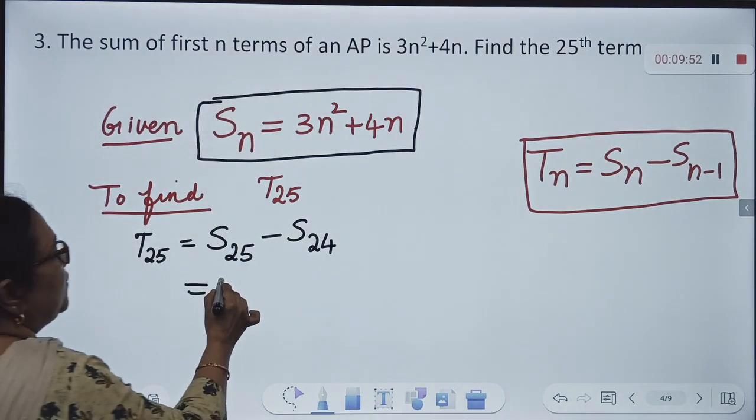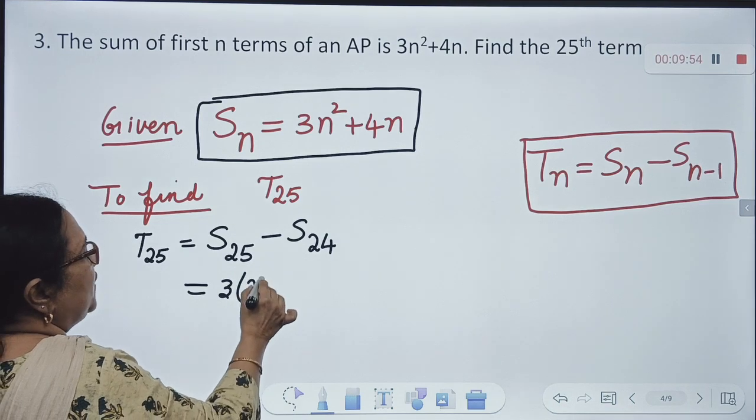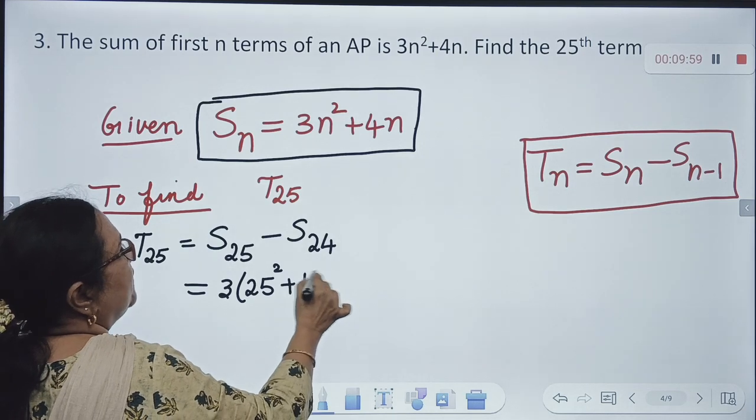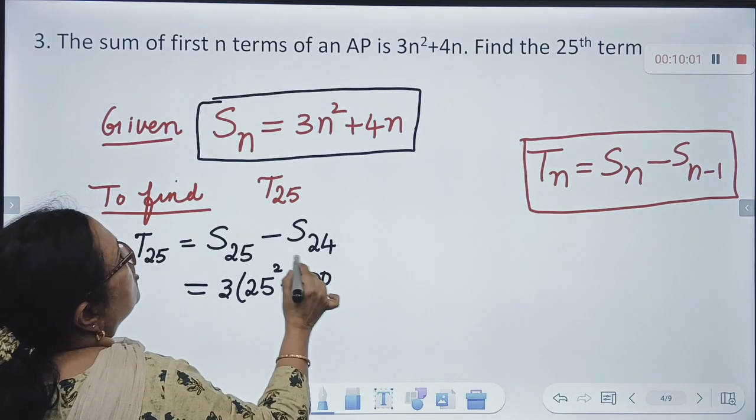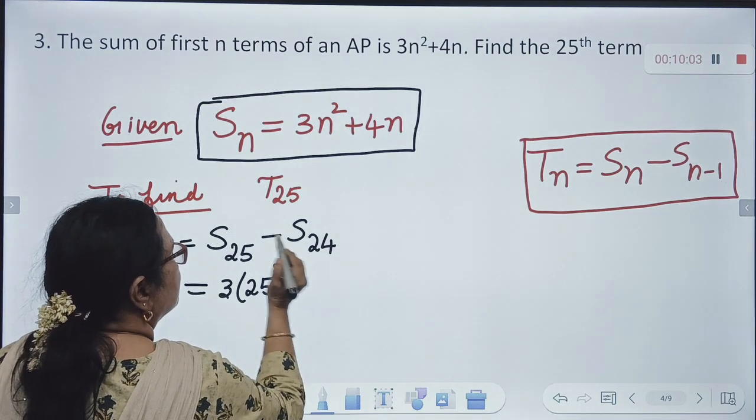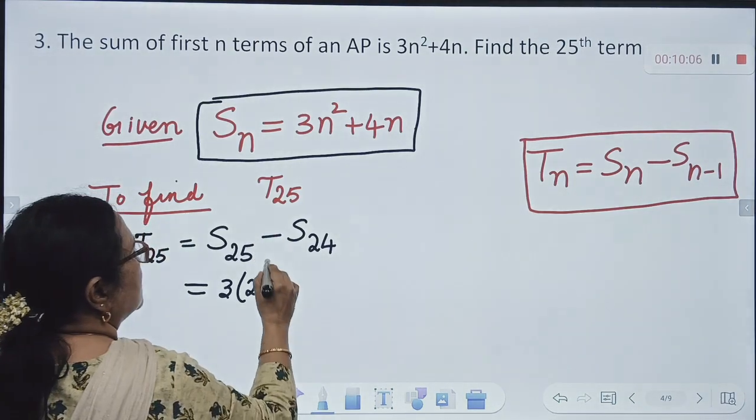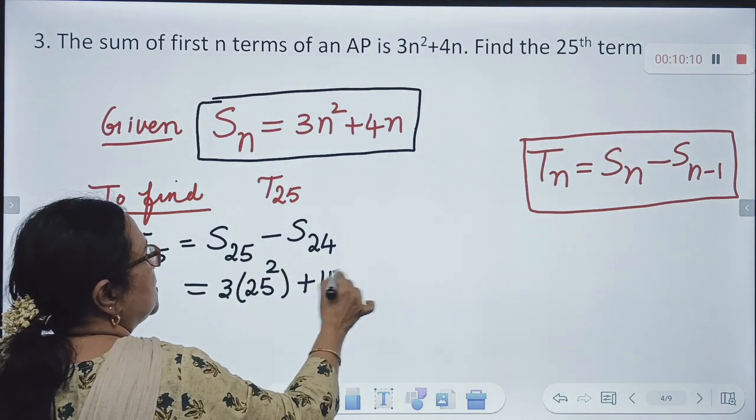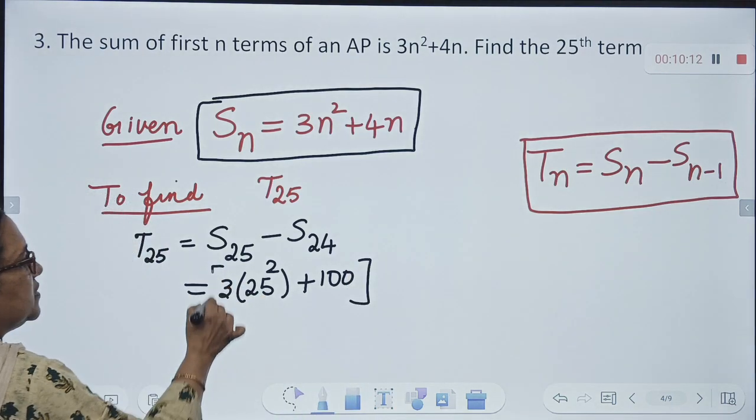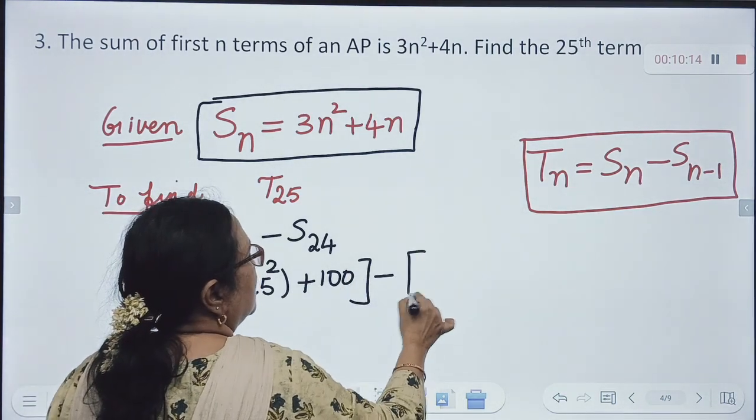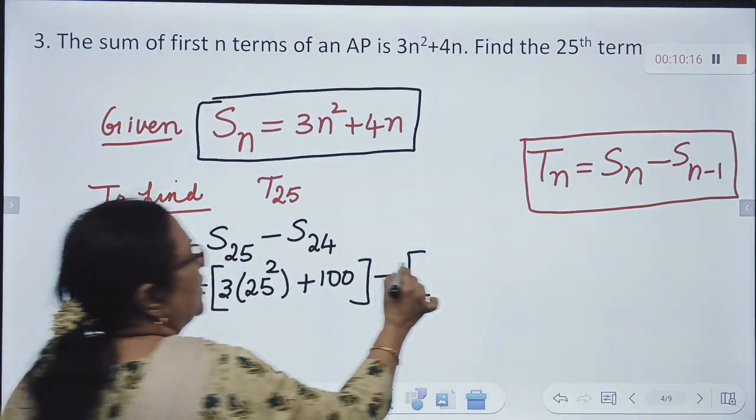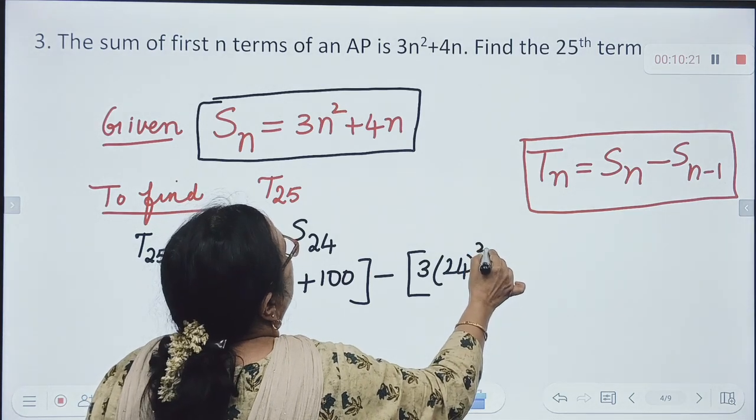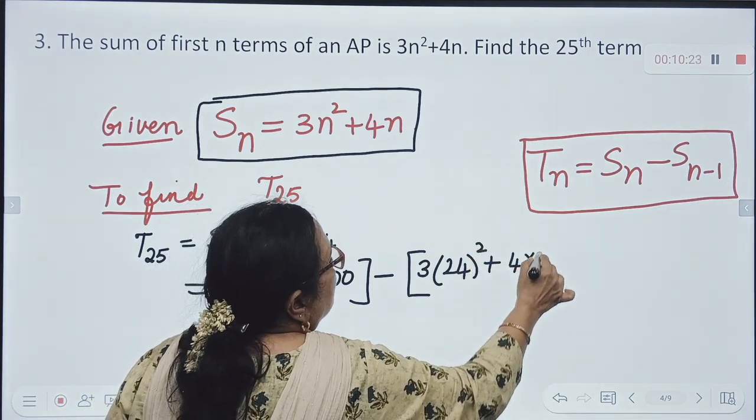So, S25 will be 3n square, sorry, 3 into 25 square plus 4 into 25, which is 100. I'll put it within brackets, minus S24, put n equal to 24. 3 into 24 square plus 4 into 24.